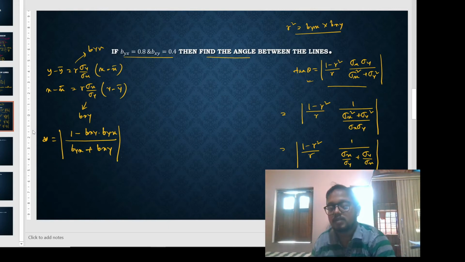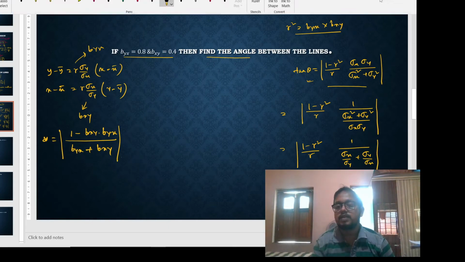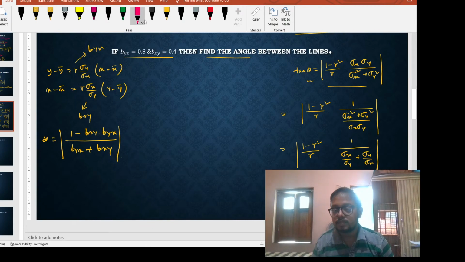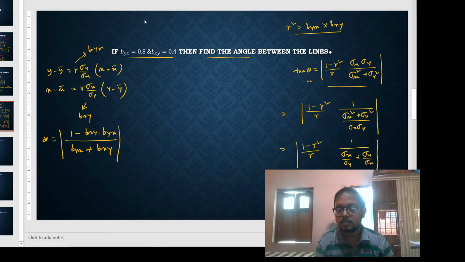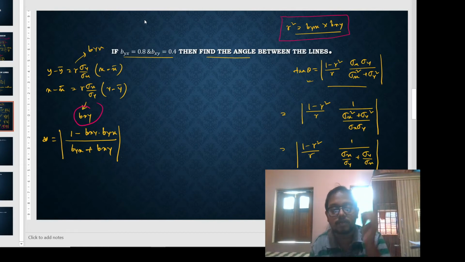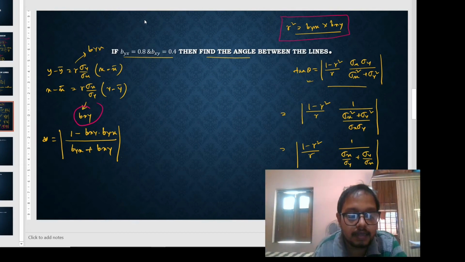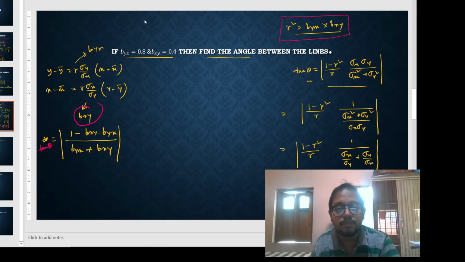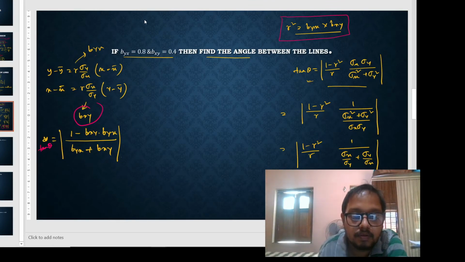We know that r sigma x by sigma y is equal to bxy, and r sigma y by sigma x is byx, and we know that r square is equal to byx into bxy. So now we can write the angle between two regression lines: tan theta is equal to (1 minus r square) divided by (byx plus bxy).